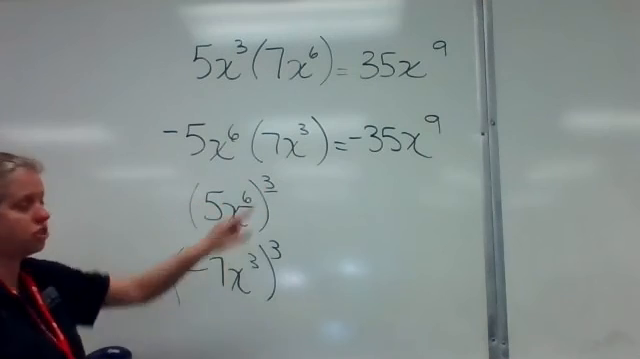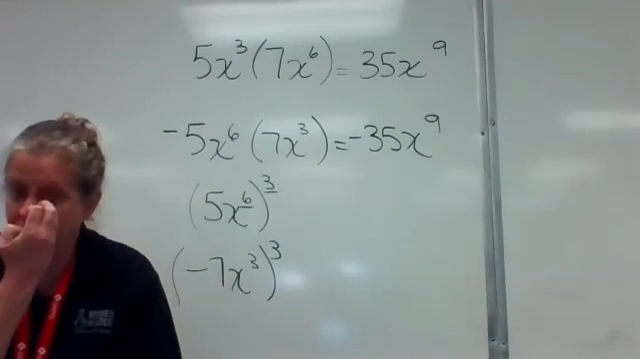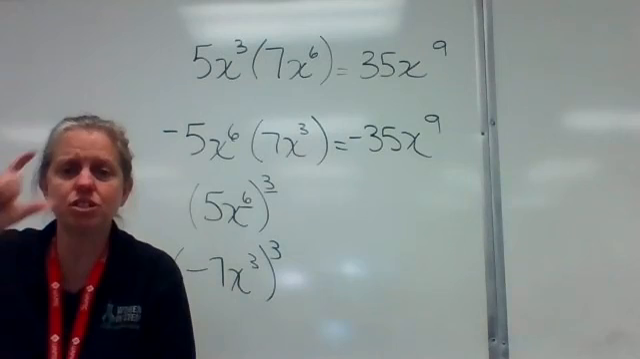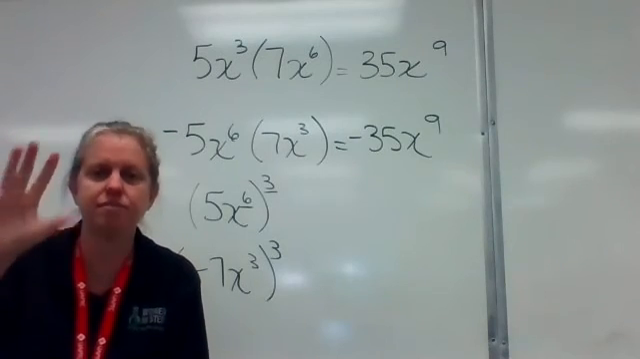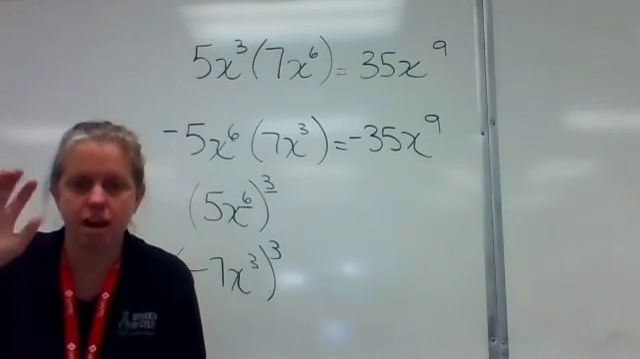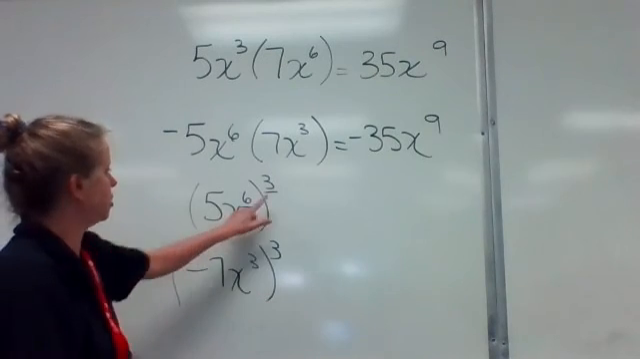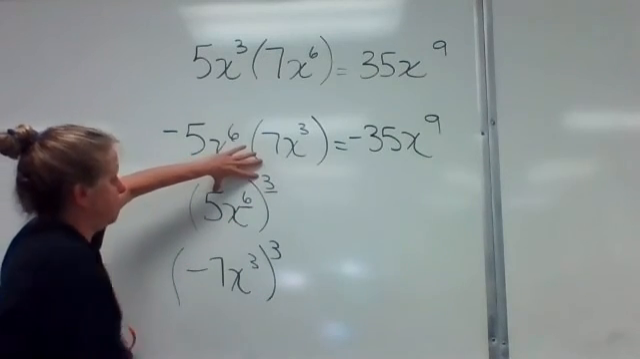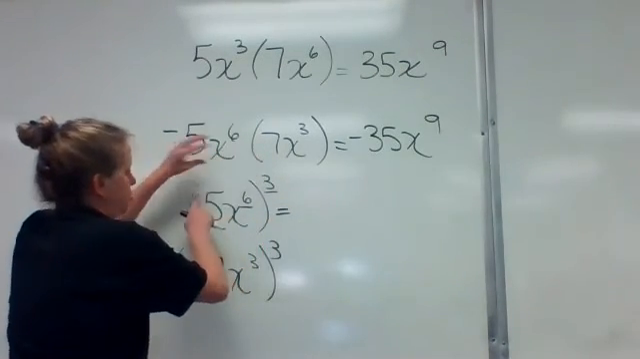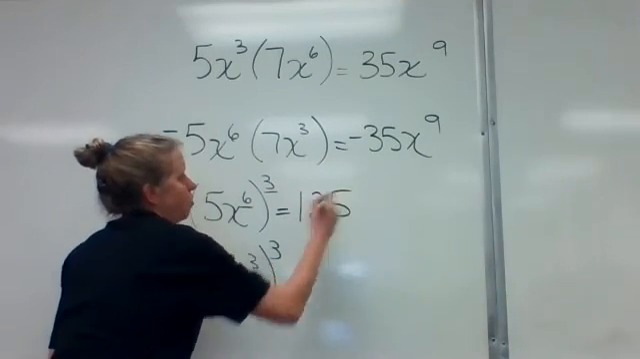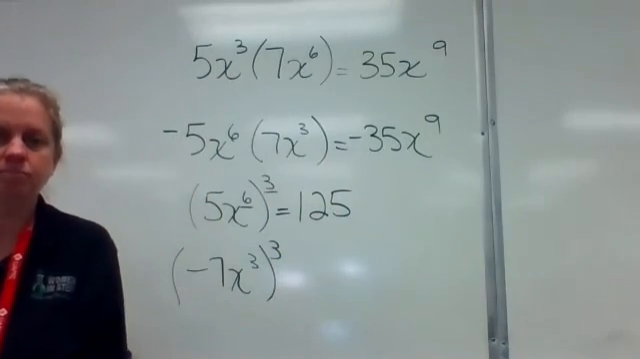So 5 to the third. 5 is not an exponent. It doesn't follow any kind of exponent rules. 5 to the third power means 5 times 5 times 5. Right? If you're raising something to the third power, that means to multiply it times itself 3 times. So when you multiply 5 times 5 times 5, you get 125.